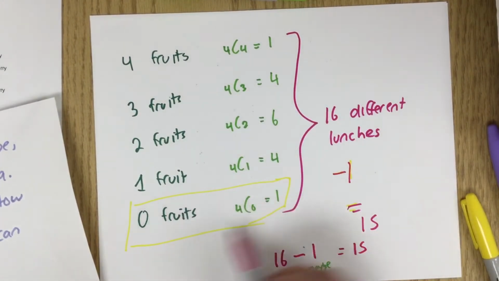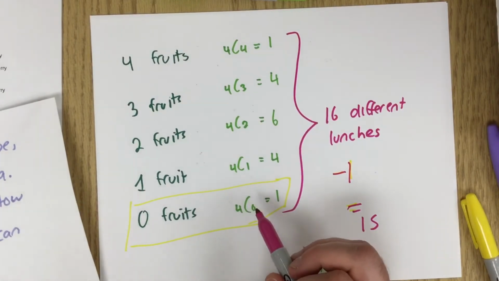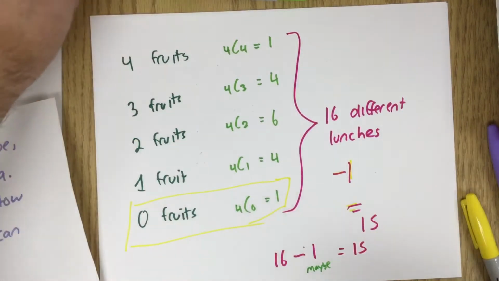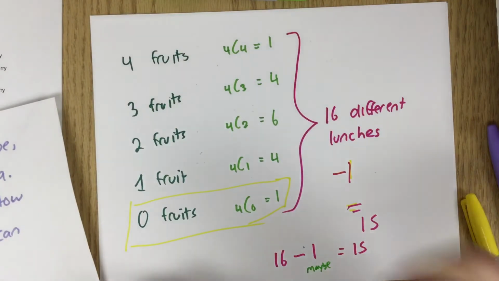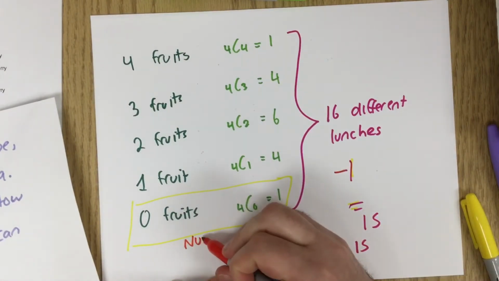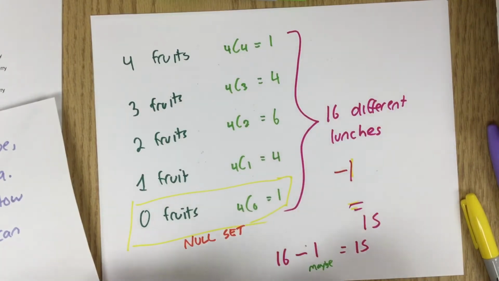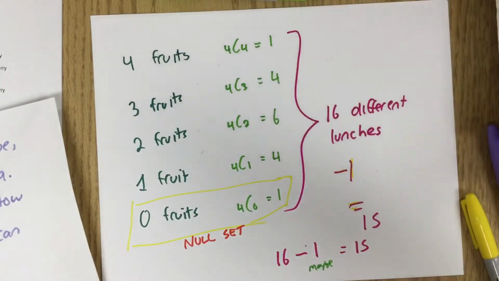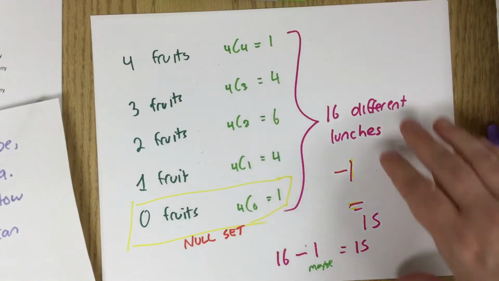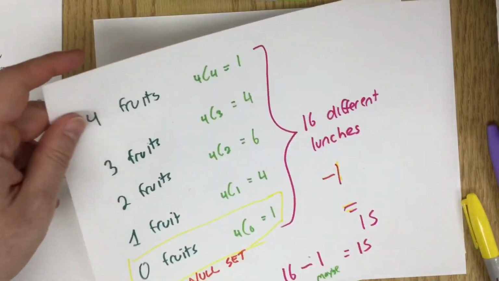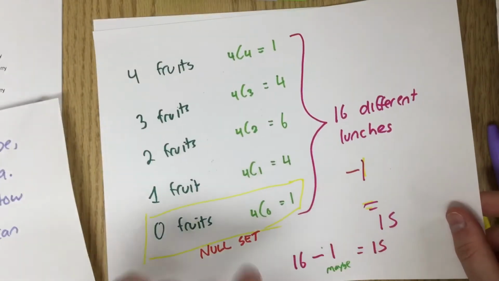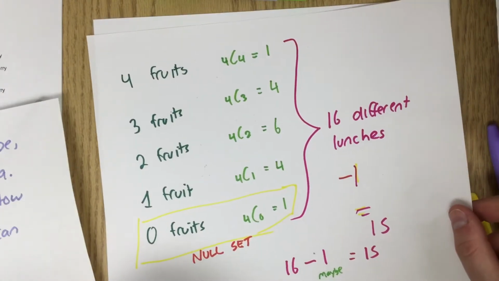We're going to call this 0 fruit lunch, we're going to have a mathy name for it actually. We're going to call it the null set. So the null set is going to be the set of no objects, which sometimes deserves to be counted, and sometimes deserves not to be counted, depending on the question. So the answer is 16 -1 maybe, which is 15.